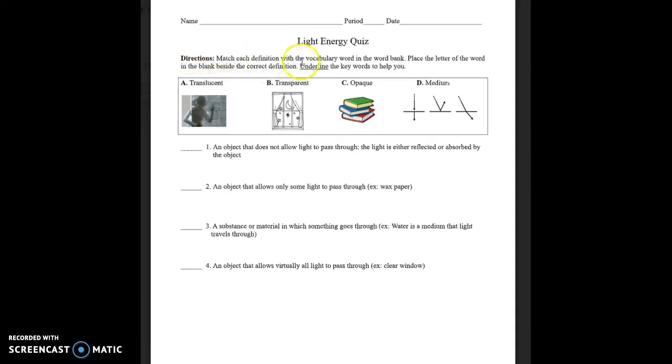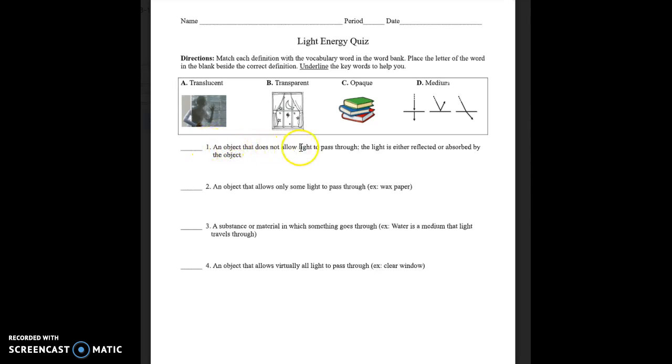Directions. Match each definition with the vocabulary word in the word bank. Place the letter of the word in the blank beside the correct definition. Underline the key words to help you. A. Translucent. B. Transparent. C. Opaque. D. Medium.